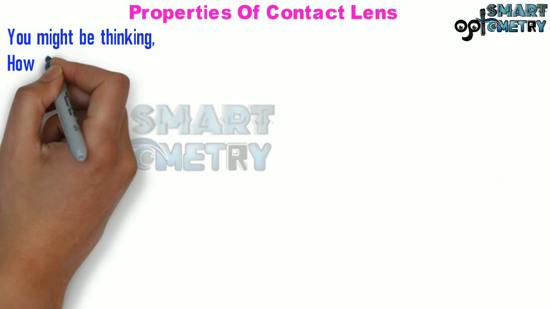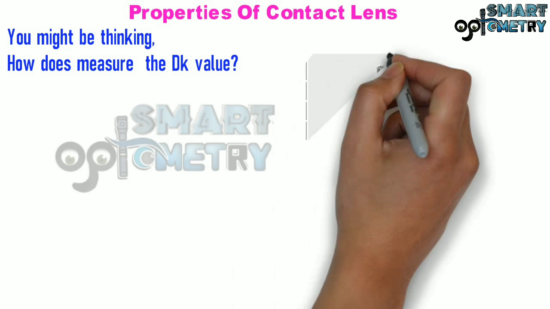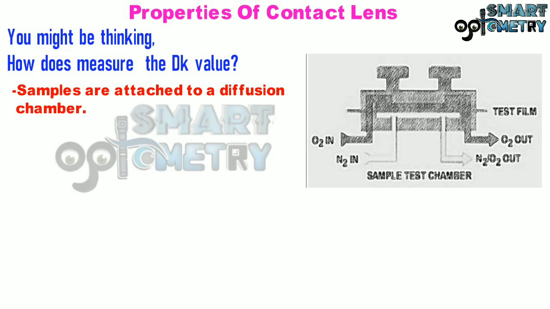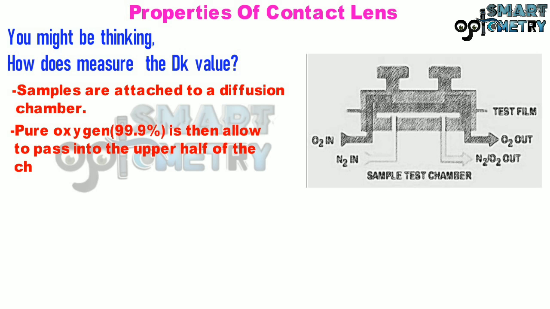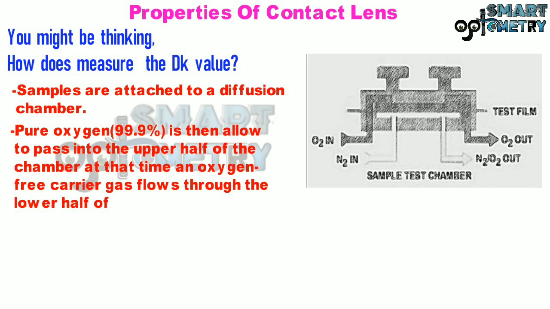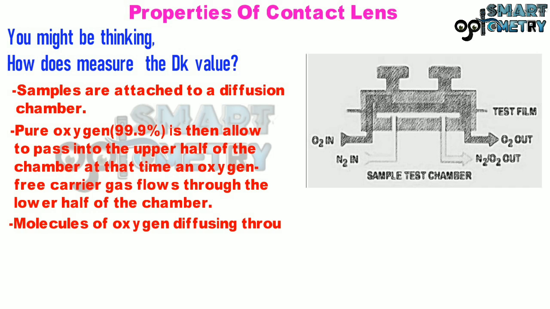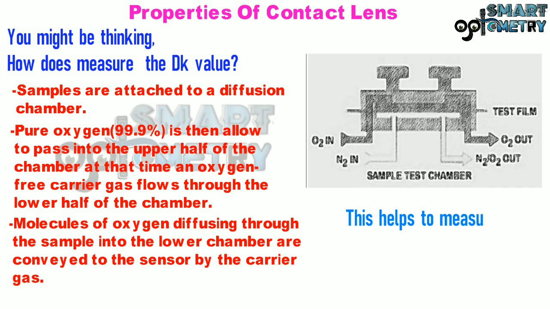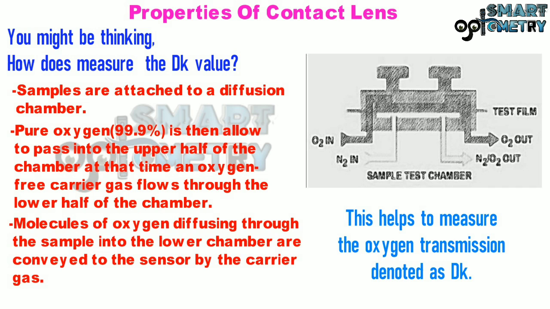You might be thinking, how is the Dk value measured? Let's see how the Dk value is measured. Samples are attached to a diffusion chamber. Pure oxygen, that is 99.9%, is then allowed to pass into the upper half of the chamber. At that time, an oxygen-free carrier gas flows through the lower half of the chamber. Molecules of oxygen diffusing through the sample into the lower chamber are conveyed to the sensor by the carrier gas. This helps to measure the oxygen transmission, denoted as Dk.